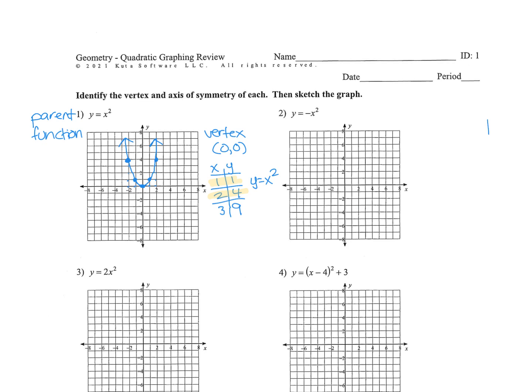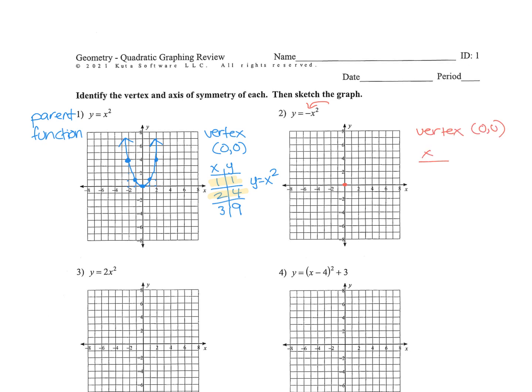So let me erase that to kind of clear off this area right here. Okay, so what happens when there's a negative in front of my x squared? Well, this negative, this a value, is the direction of my graph. So it affects my y values. So let's take a look at this one. First of all, my vertex is still 0, 0. My x squared has not been shifted left or right or up or down. And so I know my vertex is 0, 0.